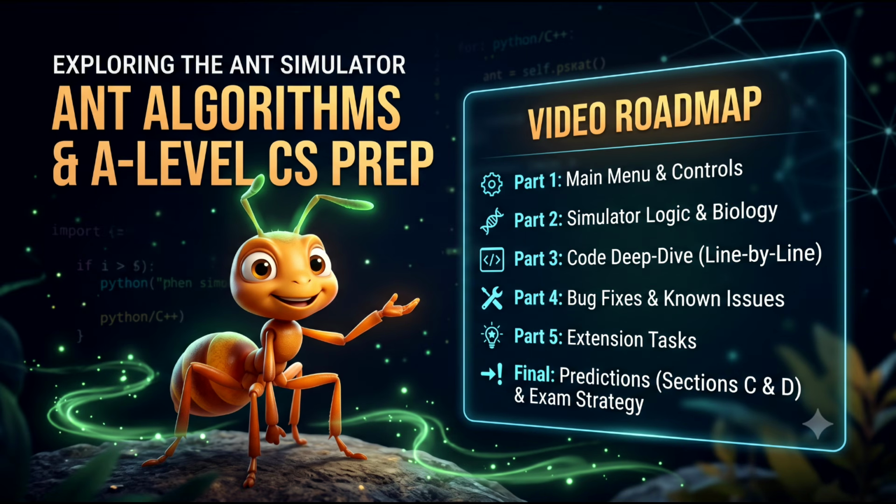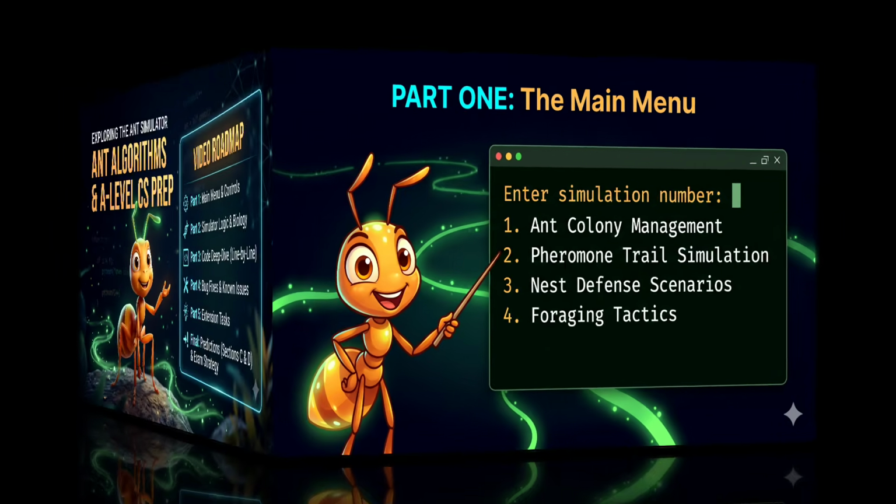Part 1 is going to be the main menu and how you control the simulation. Part 2 is what the simulator actually does: the biology, the rules, the 4 simulations. Part 3, how the code works. Part 4 is the known issues and bugs in the code. Part 5, the extension tasks and 2 specific problems. And then we'll do theory question predictions and model answers. Let's not waste another second and get into it.